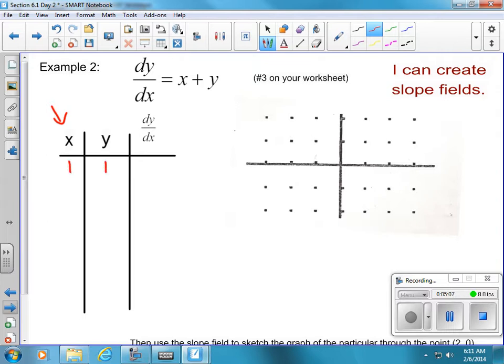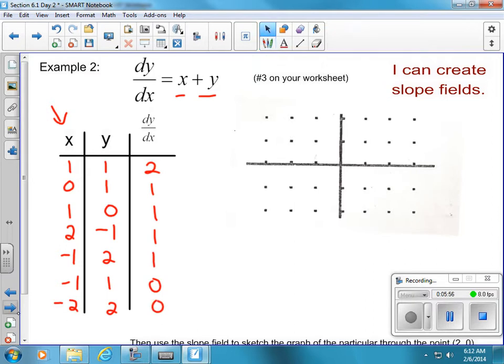If we have a 1 and a 1, we add them, 1 plus 1, we get a 2, right? If we have a 0 and a 1, we get a 1. If we have a 1 and a 0, we get a 1. So these are our slopes. If we have a 2 and a negative 1, that gives us a positive 1. And then a negative 1 and a 2 gives us also a 1. If we have a negative 1 and positive 1, we get a 0. We have a negative 2 and a positive 2, we get a 0.